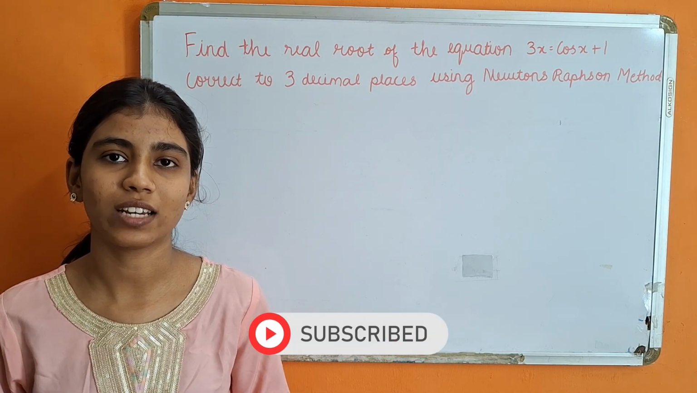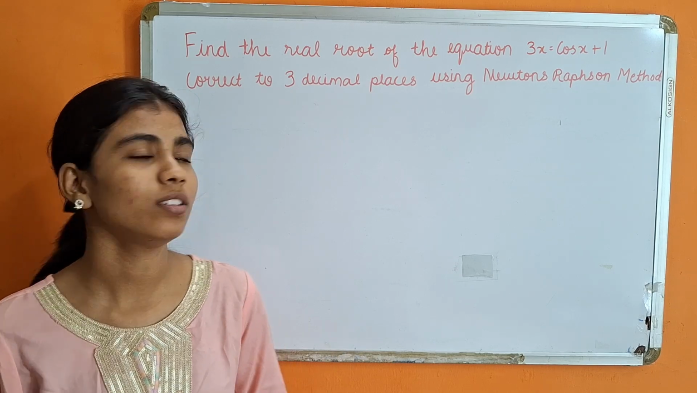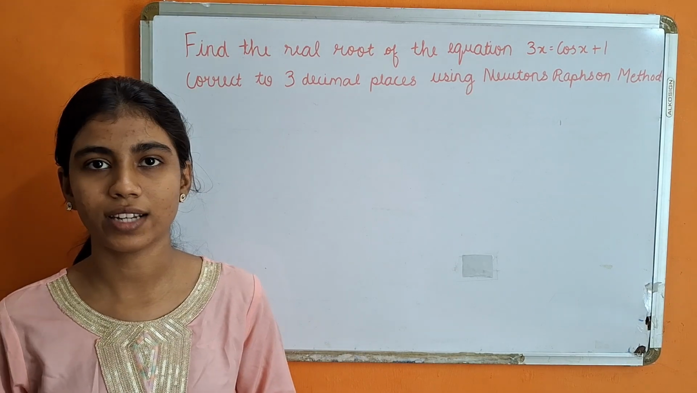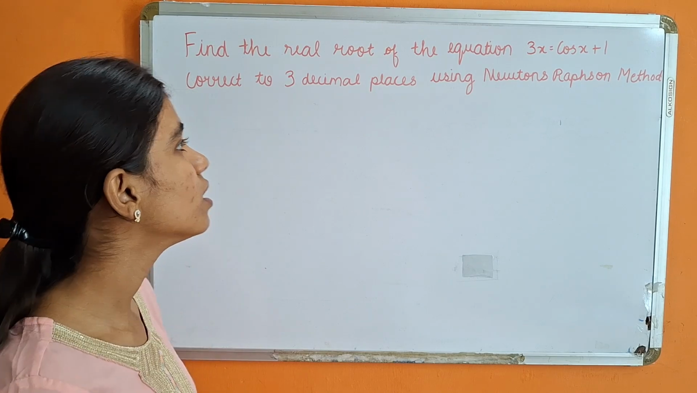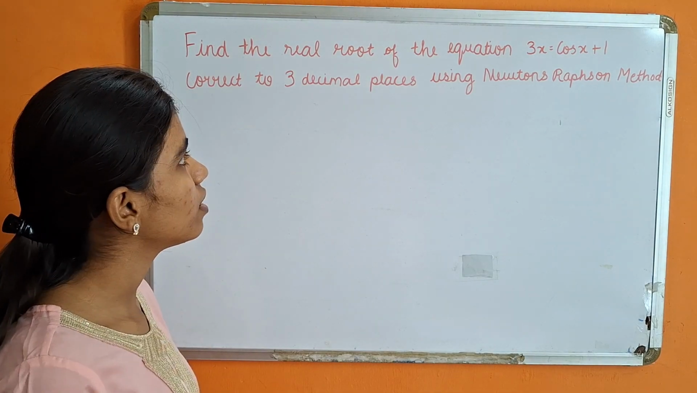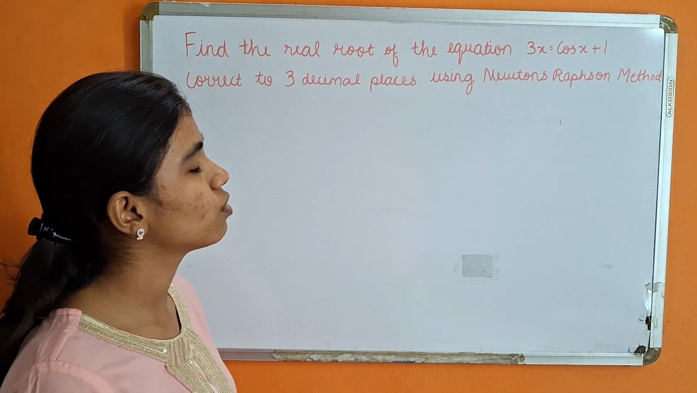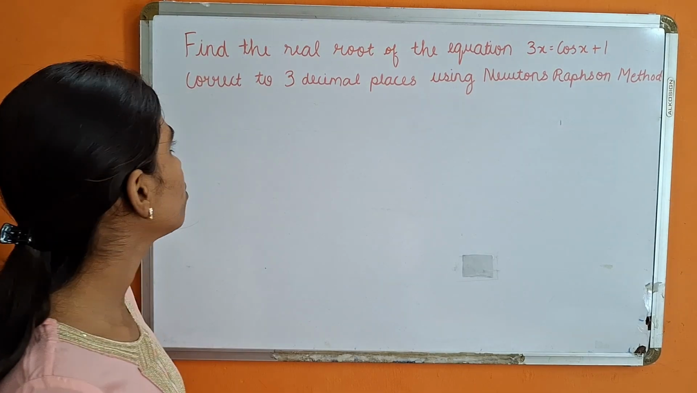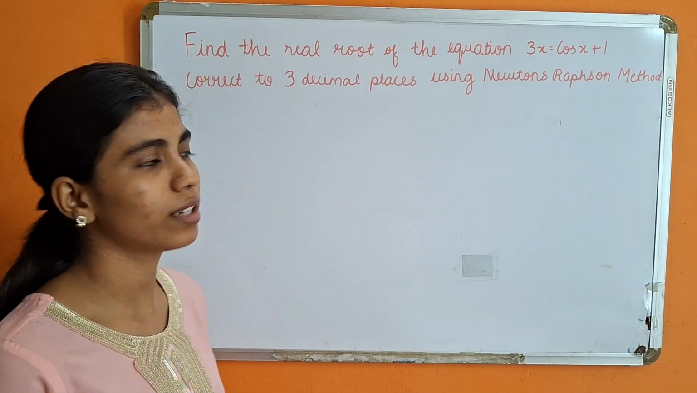So today we are going to start with module 4, and in module 4 the topic which I have taken is Newton-Raphson method. So let's get started. Your question is: find the real root of the equation 3x = cos x + 1 correct to 3 decimal places using Newton-Raphson method.